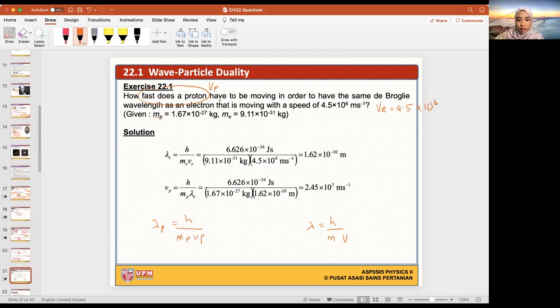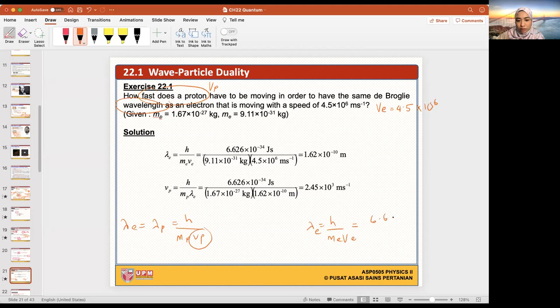So dia cakap kat sini, how fast does it have to be moving in order to have the same de Broglie wavelength? Dia cakap dia nak sama dengan lambda E. That is the question here. So it wants to have the same lambda as lambda E. So how fast does Vp need to be? So first of all, we need to find out what is lambda E lah.